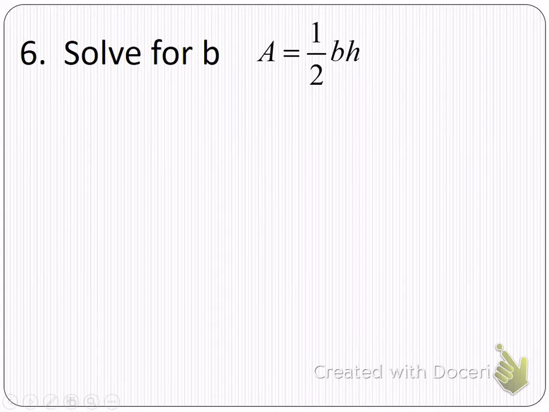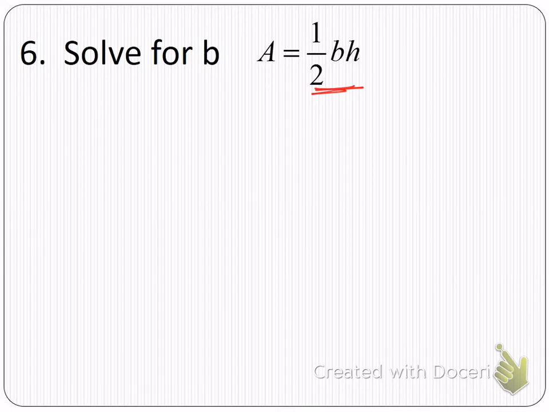Okay, solving this one for b, number 6. This one's a little trickier. It's got this 1/2 out front. Okay, so what do we want to do? Well, here's our term with the b in it. We want to get that b by itself.